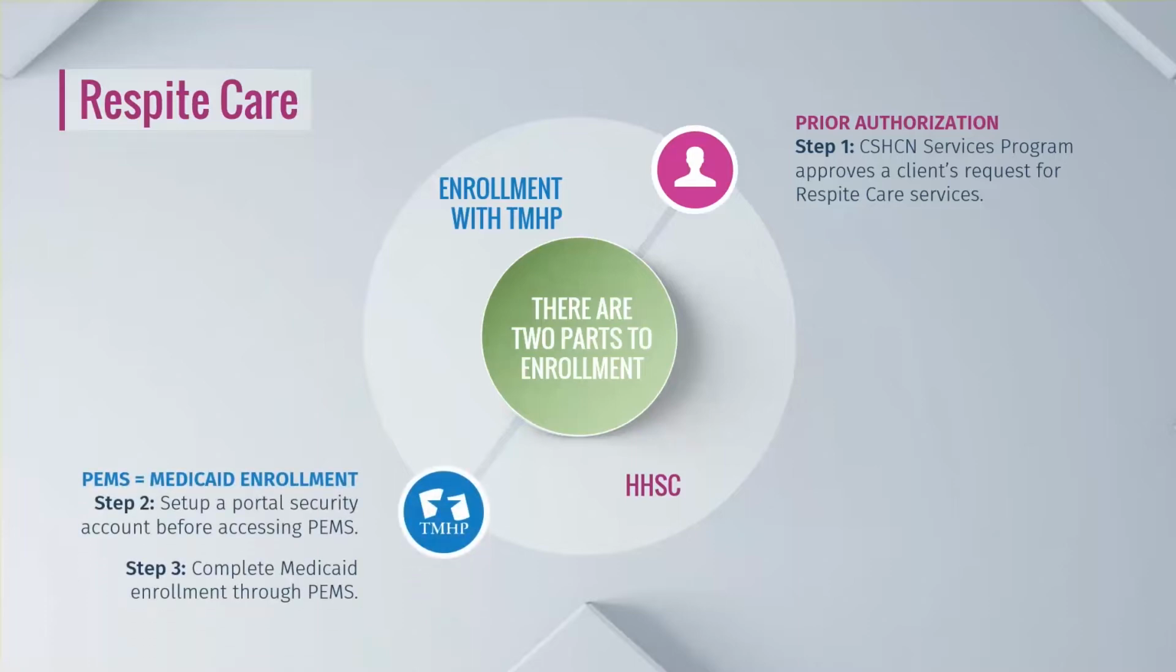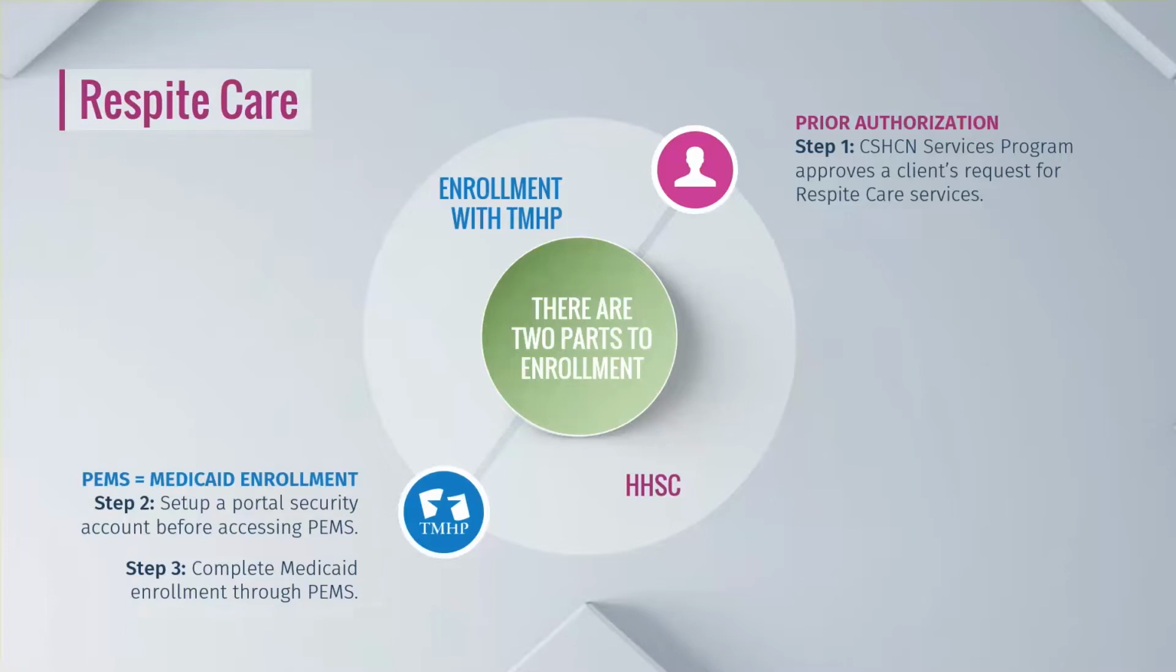Step 2. The CSHCN FSS program can only pay for services from providers enrolled in the program. To enroll, a provider must enroll with TMHP's Provider Enrollment and Management System, also known as PEAMS. FSS providers must use PEAMS in order to enroll as a Medicaid provider.